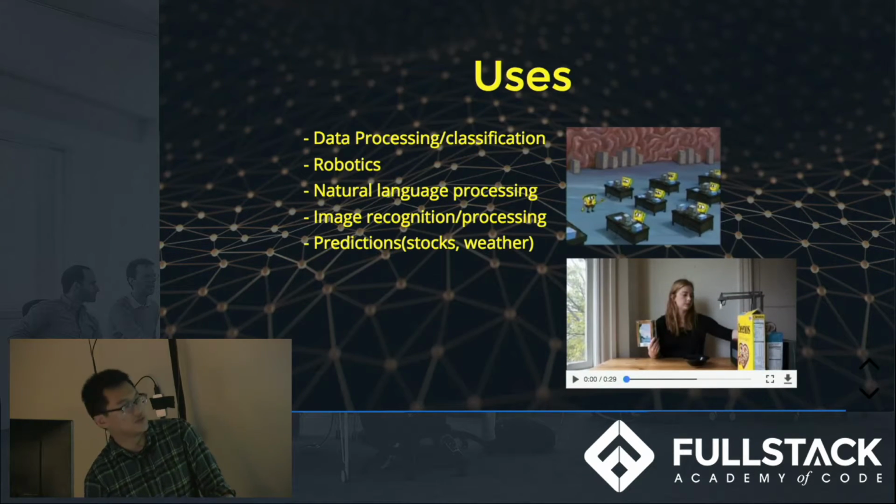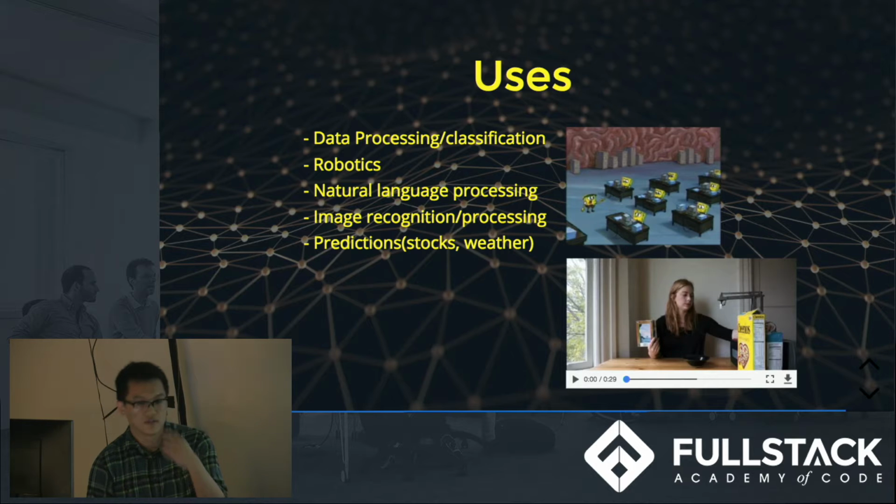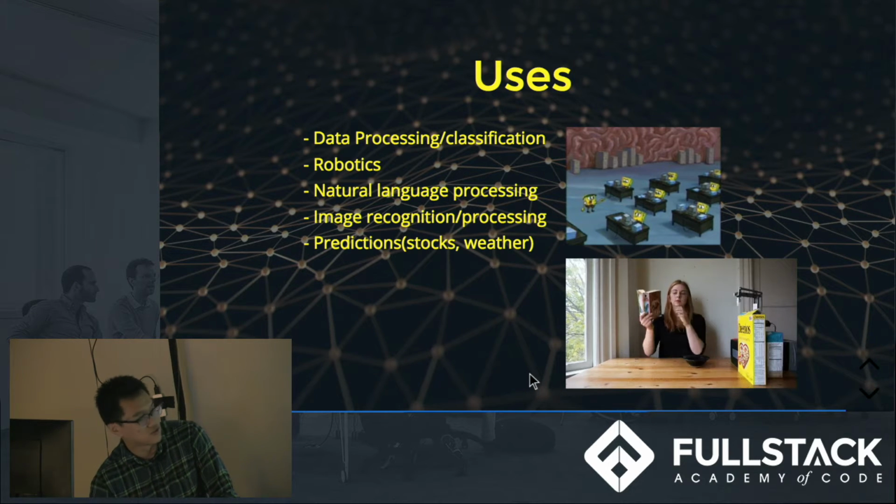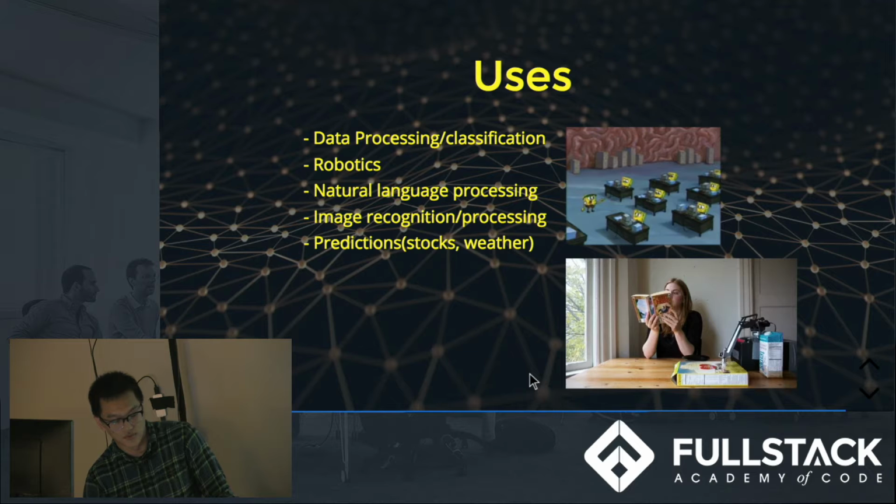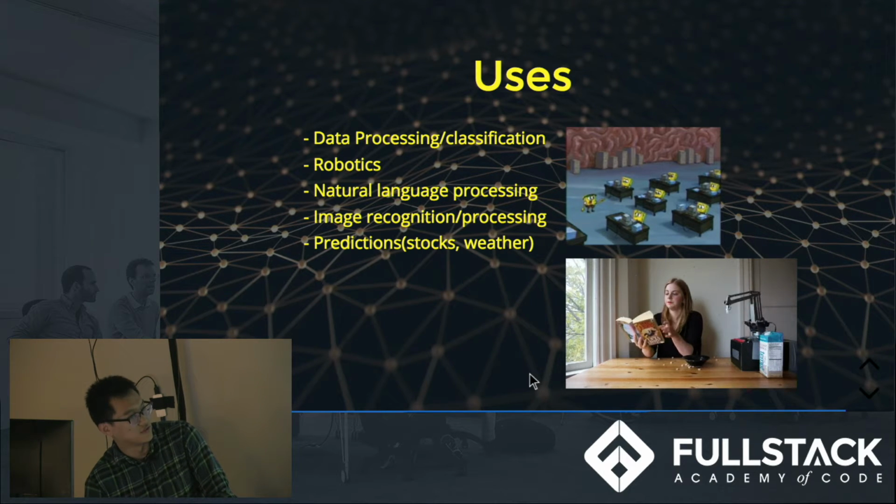So what are some uses that we can use for neural networks? Popular uses are data processing and classification, which is what YouTube does to sort and categorize their videos, so that they can recommend you better videos to watch after you watch a certain type of video. Robotics, we can train robots to traverse terrain based on a neural network or feed us cereal.